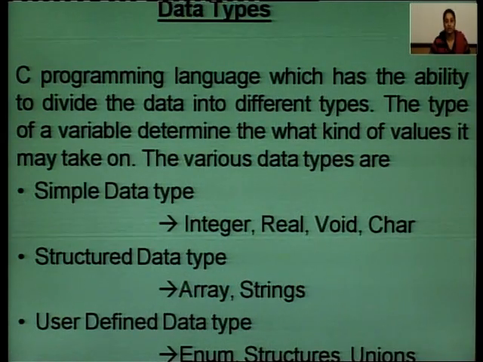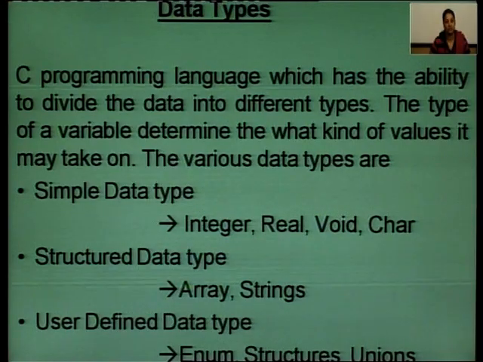The various data types in C language are simple data type, structured data type and user defined data type. In the simple data type, these are the data types that are given by the compiler. These are the integer values. Integer value consists of the numbers only, the whole numbers. Real number values contain the decimal point numbers. Void contains the null value, and the characters. The various characters in the C language are declared in this data type.